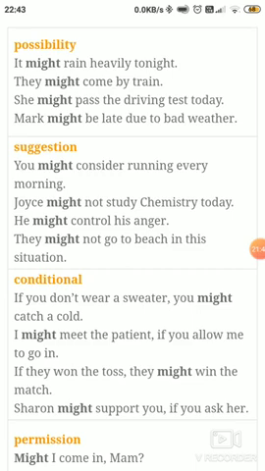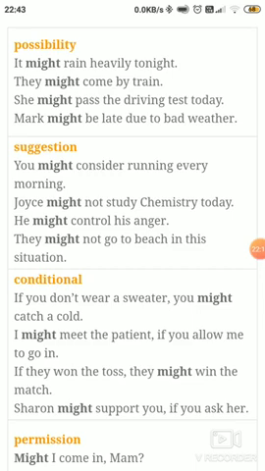They might come by train. She might pass the driving test today. Mark might be late due to bad weather. Suggestion. You might consider running every morning. Joyce might not study chemistry today. He might control his anger. They might not go to the beach in this situation.